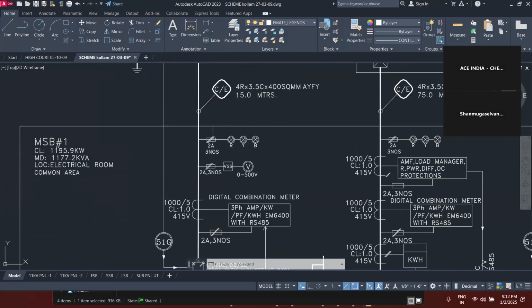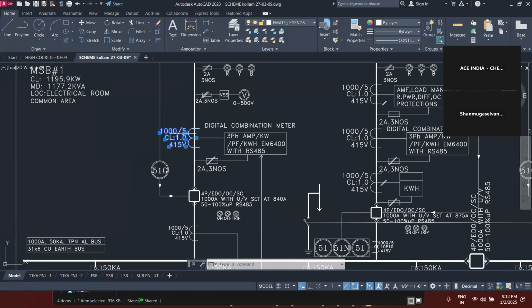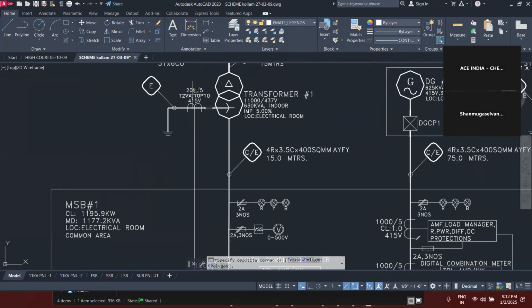Then again, these are the pilot lights, voltmeter is given here. Then this one is our measuring CT. Measuring CT is connected to an AMB, it's actually ammeter. It will be given to an ammeter. And again, this is the protection CT.